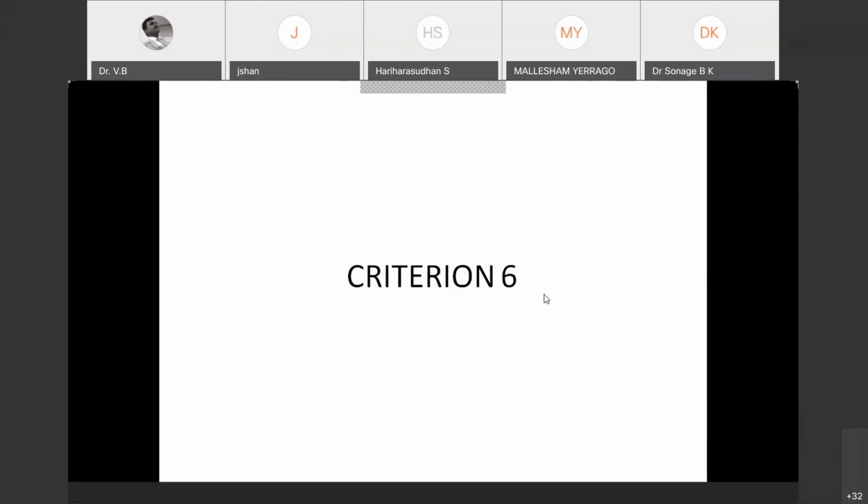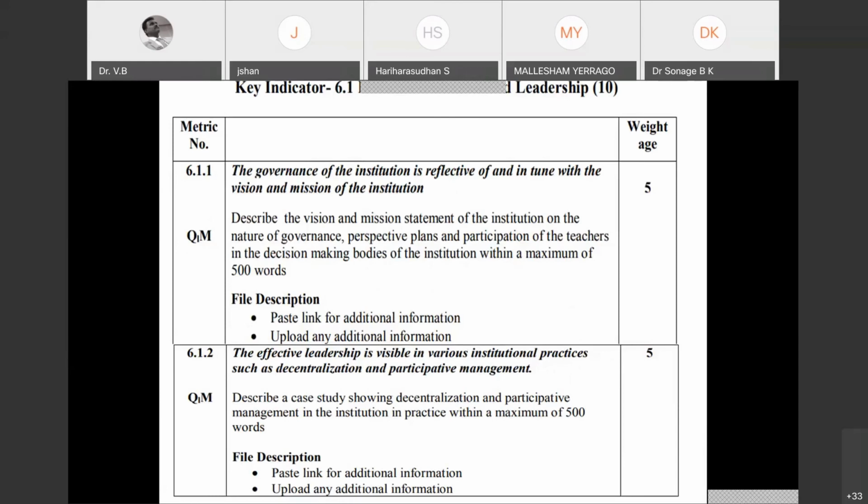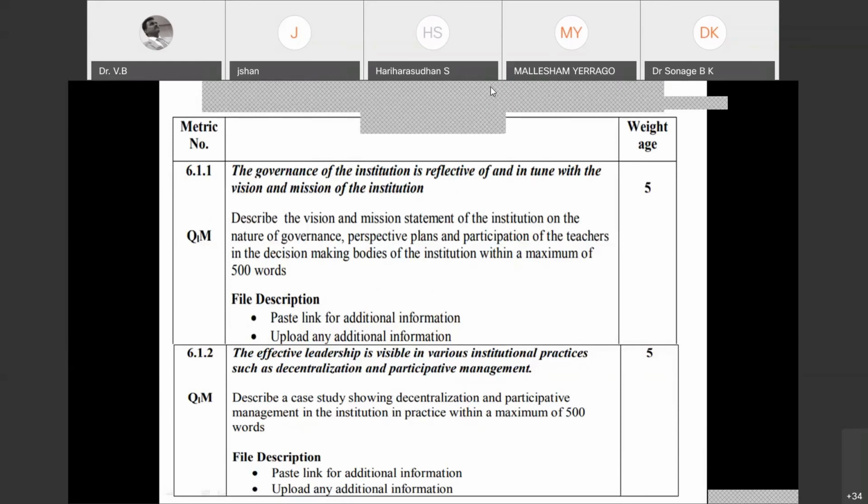So the key indicators in Criterion 6 are the institutional vision and leadership, strategy development and deployment, faculty empowerment, finance, and IQAS, internal quality assurance system. So the first key point indicator under this Criterion 6 is institutional vision and leadership.